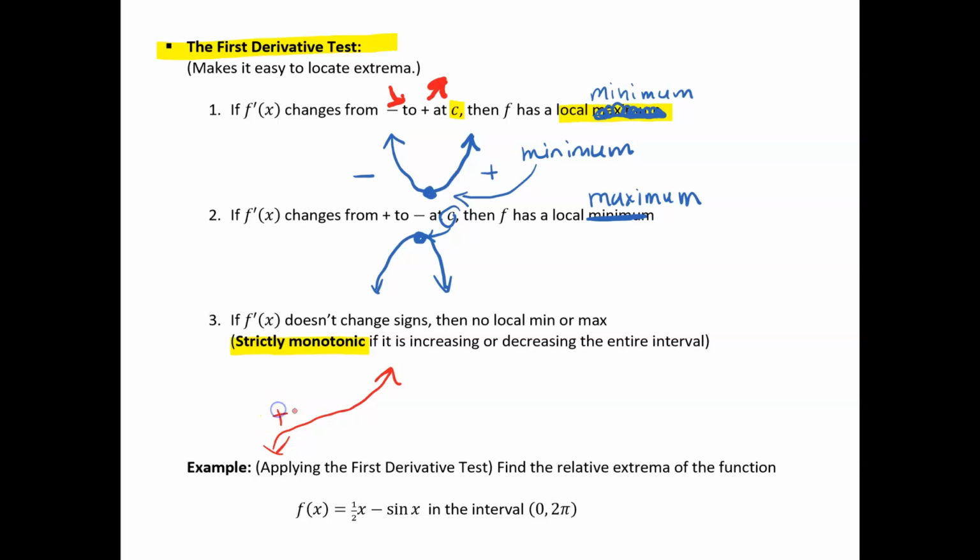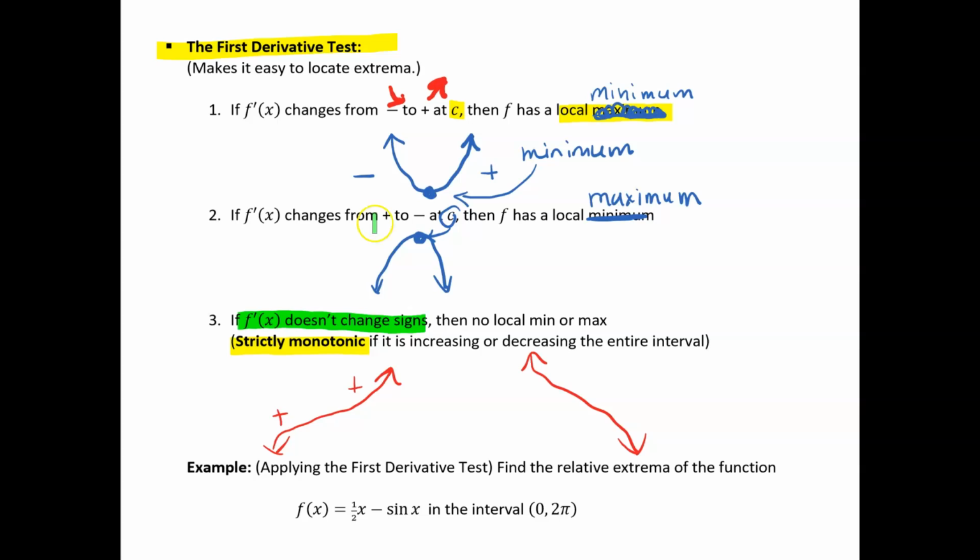You can see that it's increasing here and increasing here, but they just have different speeds of increasing, or something like this. This is decreasing the whole way, but there is some change of pace in there, but there are no critical numbers occurring. And so again, that would be if your f prime of x doesn't change signs.